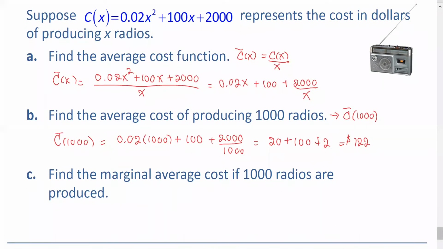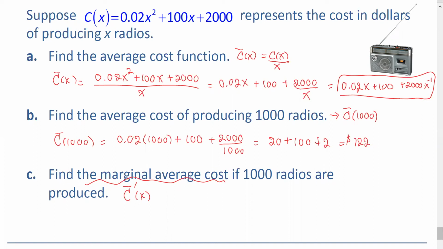The last part, we are going to find the marginal average cost if 1,000 radios are produced. The marginal average cost is the C bar prime at x. Our C bar in part A is 0.02x plus 100 plus 2,000 divided by x. So we are going to rewrite the last term as 2,000 times x to the negative first in order to use the power rule.